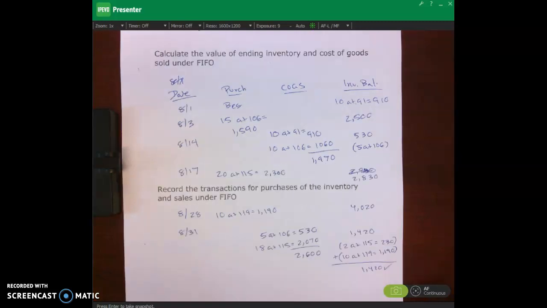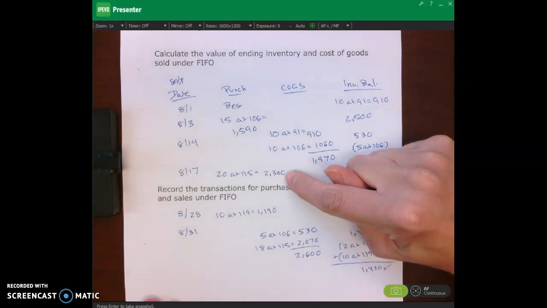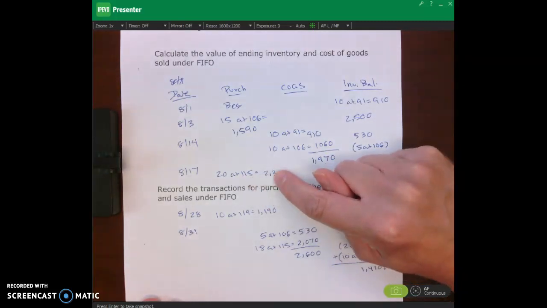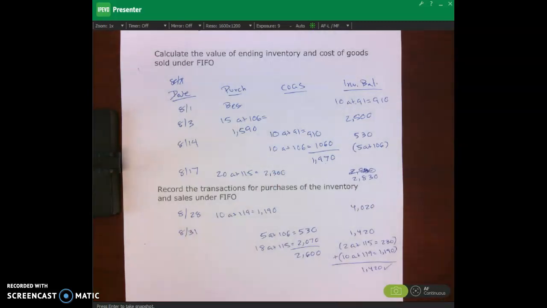All right, thanks. Okay, hello and welcome back. So let's see how you did. So on 8/17, it says we purchased 20 at a cost of $115, which gives us the $2,300. And then on the 28th, it says we purchased another 10 at $119 cost.